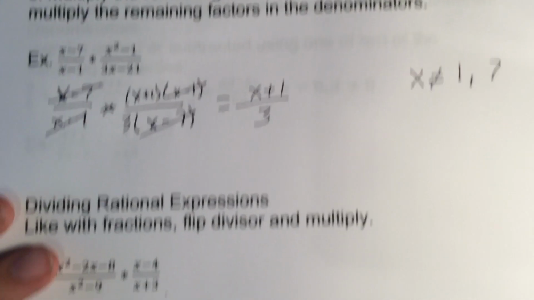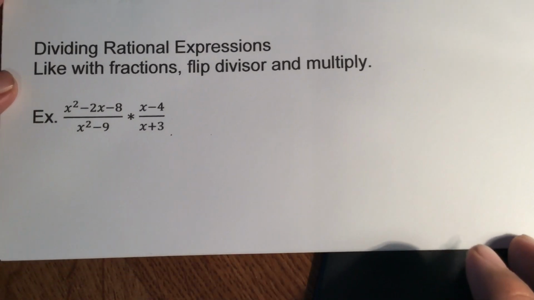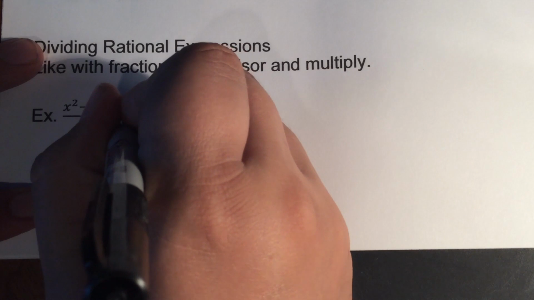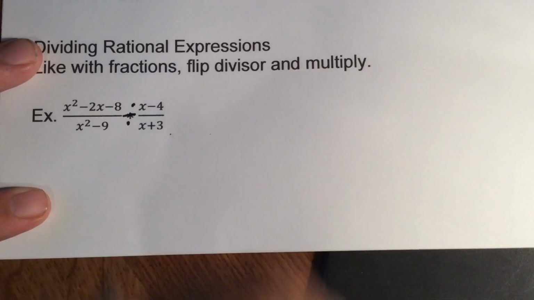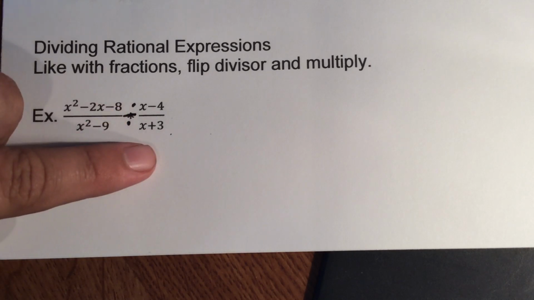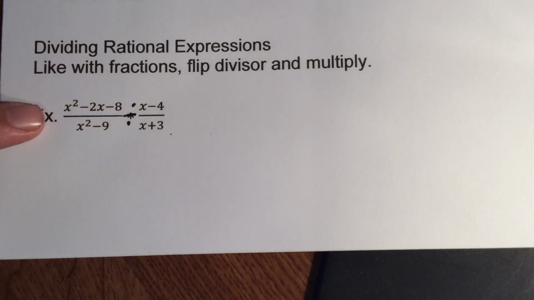Now, when it comes to dividing, just like with fractions, we're going to leave, change, flip. So leave the first one alone, change this, and this is actually a division sign, change this from divide to multiply, and then we flip over the second one. So we always, of course, need to factor them first.